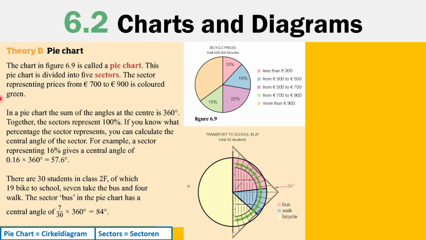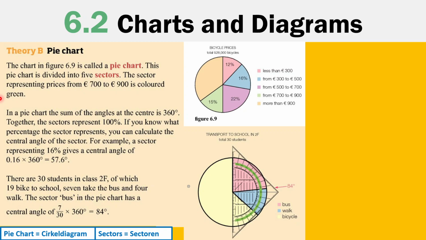Theory B is all about pie charts, or in Dutch called een cirkeldiagram. Heel soms noemen mensen dit een taartdiagram in het Nederlands. Daar word ik persoonlijk niet heel blij van. Zie je wel terugkomen, maar meestal noemen we dit gewoon een cirkeldiagram.